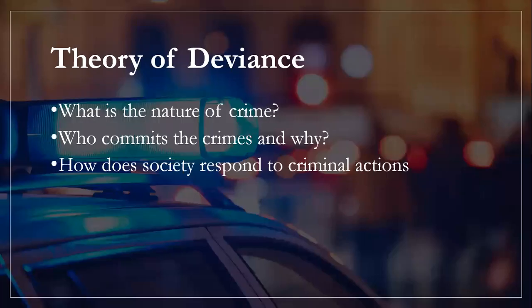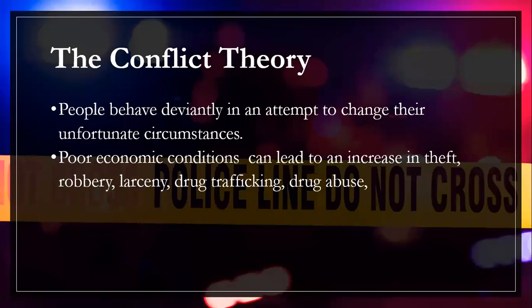Investigating crime from a sociological perspective, we must take a look at the theory of deviance, which asks primarily the nature of the crime, who commits the crimes and why they do that, and how does society respond to criminal actions. One of the primary theories of deviance is the conflict theory, which basically states that people behave deviant in an attempt to change their unfortunate circumstances.